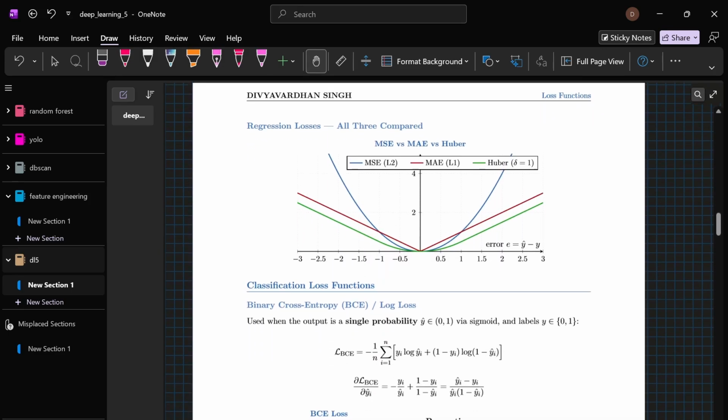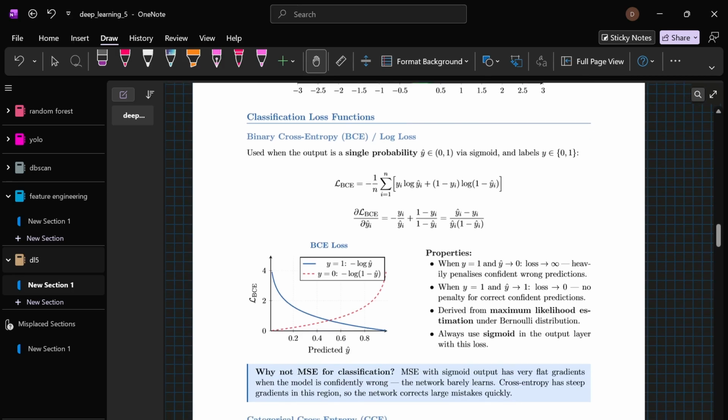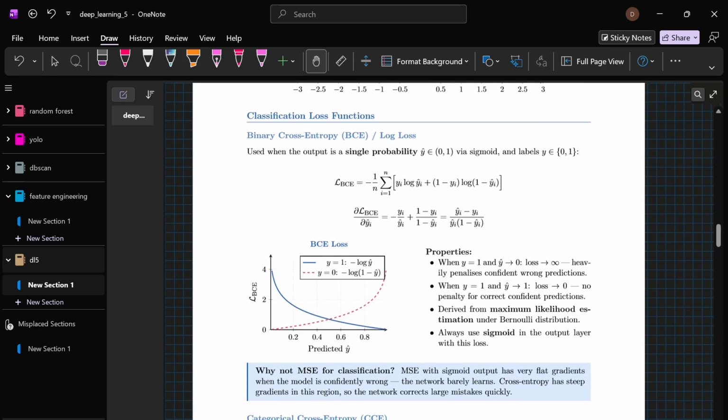Okay, now moving forward towards section 2 about the classification loss functions. First is the binary cross entropy, also called log loss. This is used when you have a binary classification problem, yes or no, cat or not cat. Your output goes through a sigmoid activation that gives you a probability between 0 and 1. The formula penalizes the model based on how confident and how wrong it was.